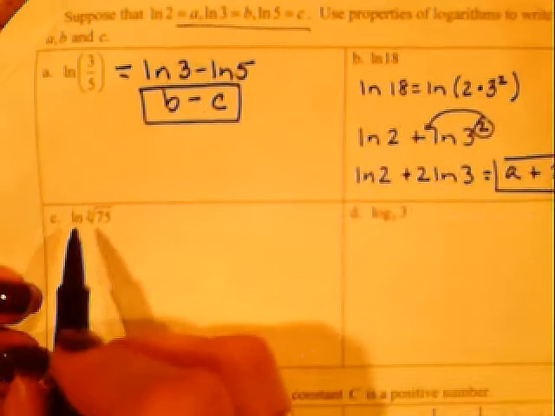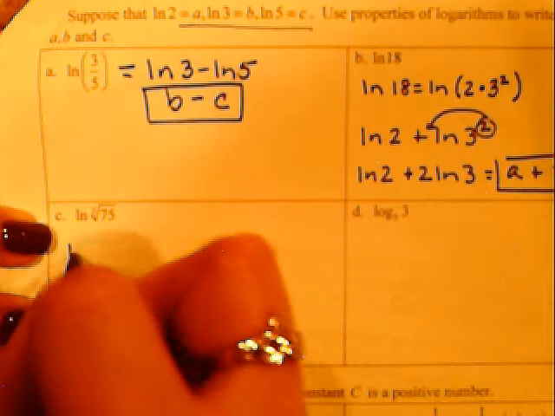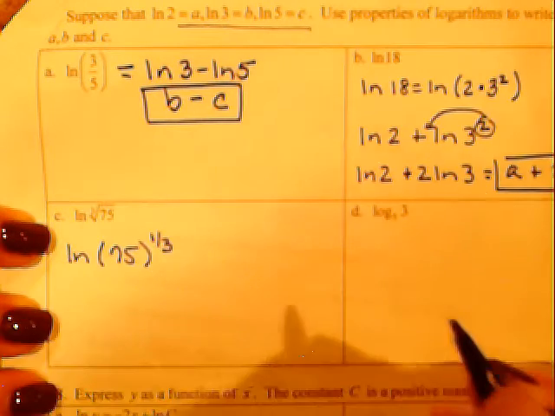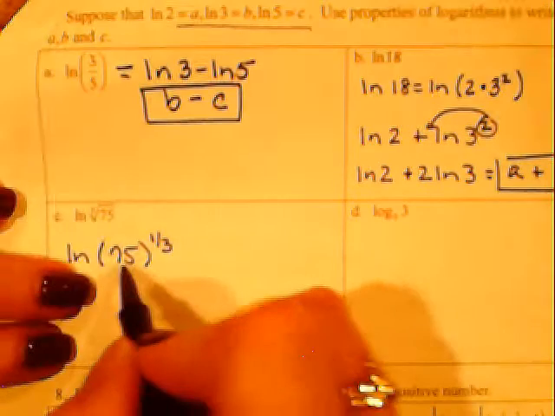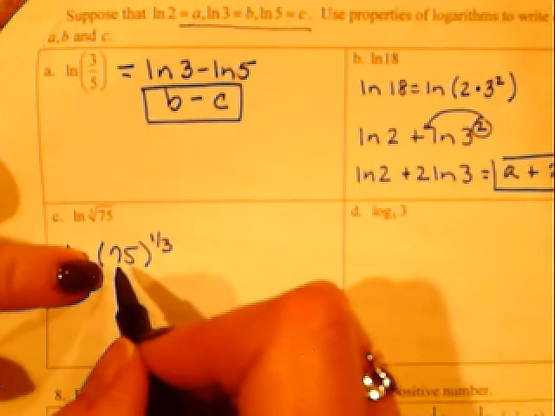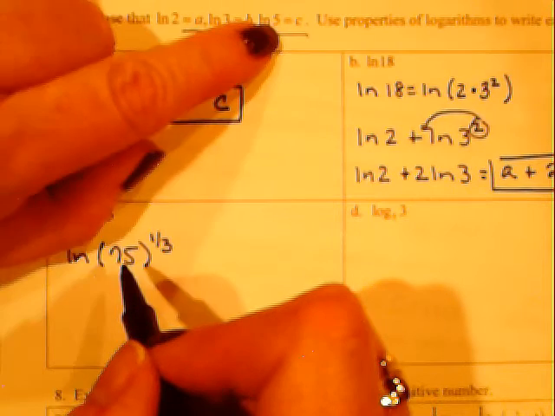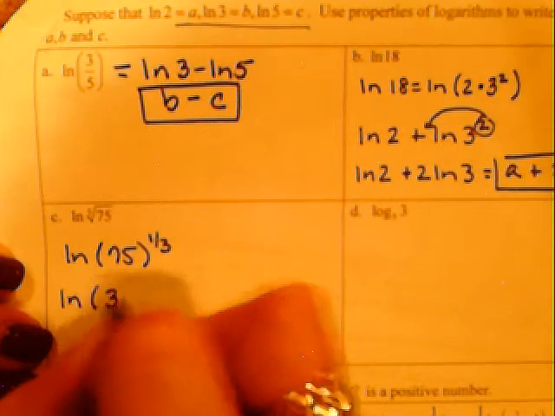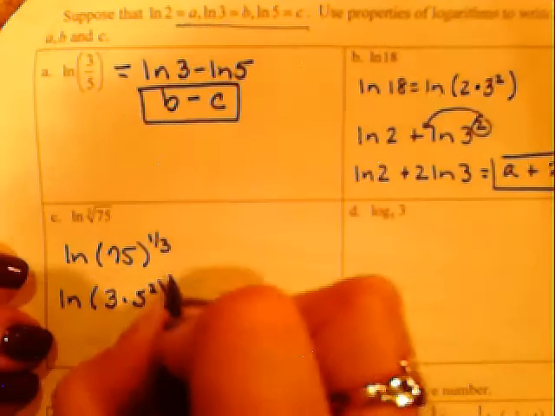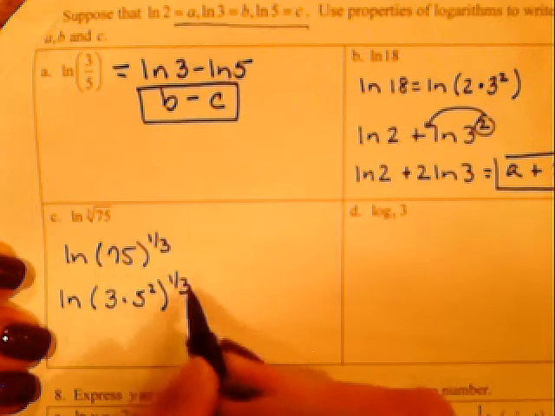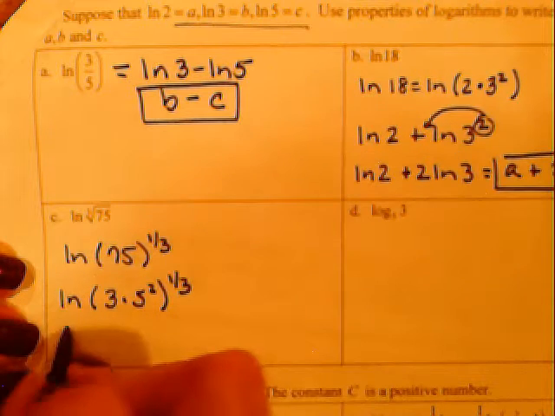Like I said, anytime you're doing radicals, you want to change them into fractional exponents. So I can write the cube root as the natural log of 75 raised to the 1/3 power. Again, I need to somehow rewrite 75 in terms of 2, 3, and 5. Well, I know that 25 times 3 is 75, and I know 5 squared is 25. So I can rewrite 75 as 3 times 5 squared raised to the 1/3 power. So now, using your power property of logarithms, I can use the 1/3 as the coefficient of the natural log.